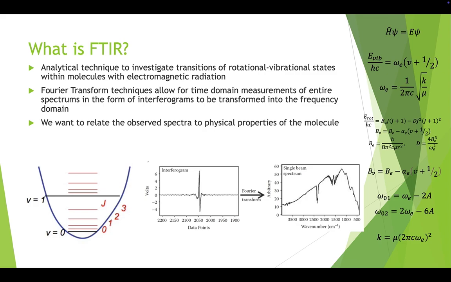Very briefly, FTIR spectroscopy is an analytical technique used to investigate transitions within rotational and vibrational states of molecules. This is done with light or electromagnetic radiation. The Fourier transform allows us to take information from interferograms in the time domain to the frequency domain, and then we can relate the observed spectra to physical properties of the molecule, which requires quite a lot of calculations, which is where this program comes in handy.